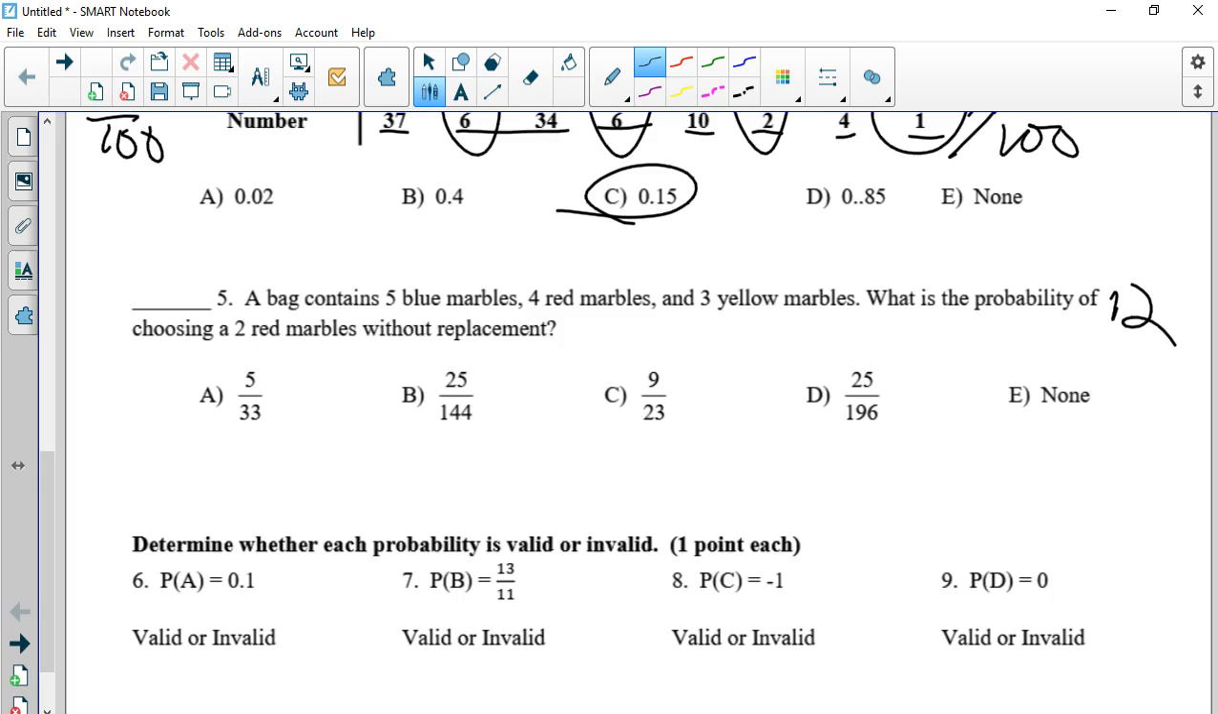I pull a red marble out. Well, first off, what are my chances of getting a red marble? Well, there's 4 red marbles out of a total of 12. Now, if I want to make my life easy, since I'm going to be doing some multiplication here, go ahead and reduce this right off the bat. That's just 1/3. That's 1 out of 3 marbles. Now, I know there's not 3 marbles in the bag. There's 12, but this is the same equivalent number.